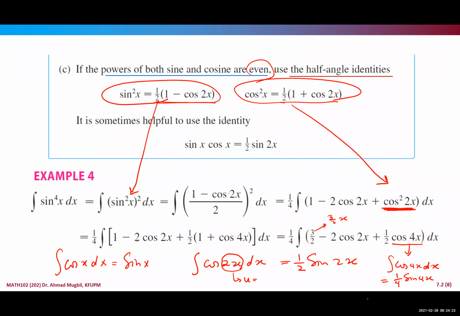Who is writing in the chat? Speak up. Okay, Afik Abdul Aziz. For what?